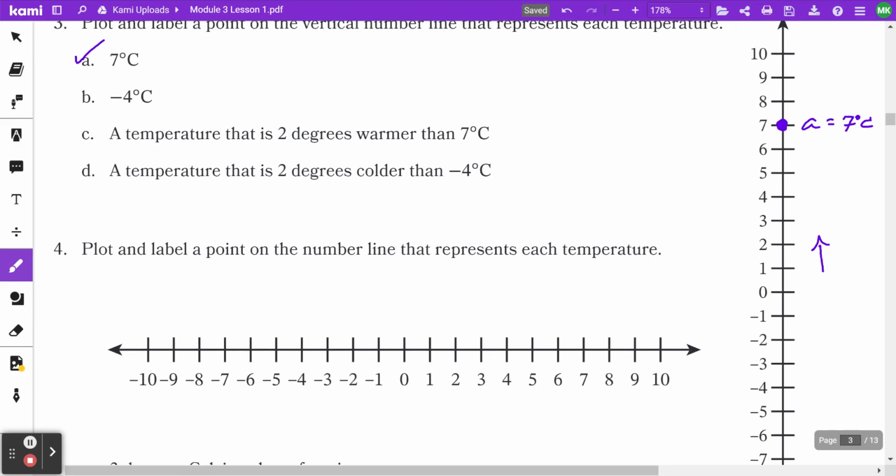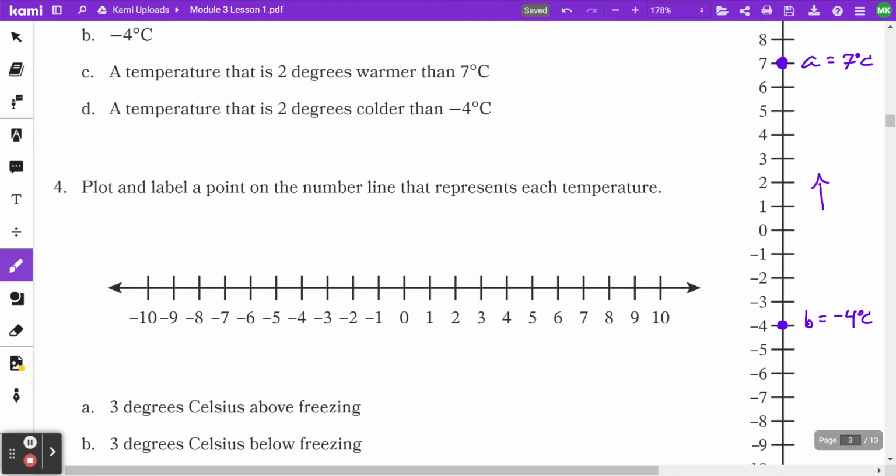Negative 4 degrees Celsius. Well, negative 4 is down below 0. There it is. Make sure you put that point in there. That's important. You need that. And so that's B. Maybe I put a little equal sign in there.